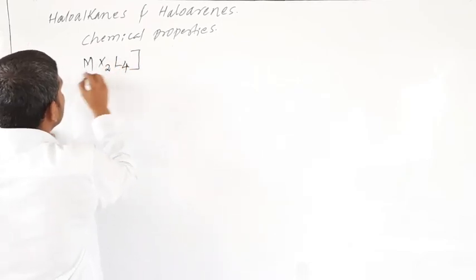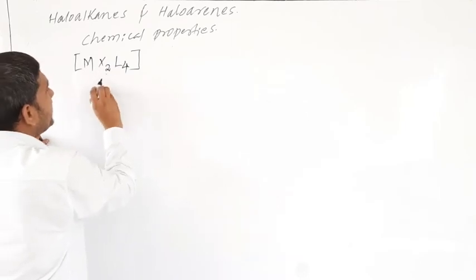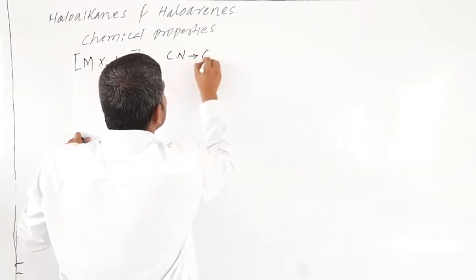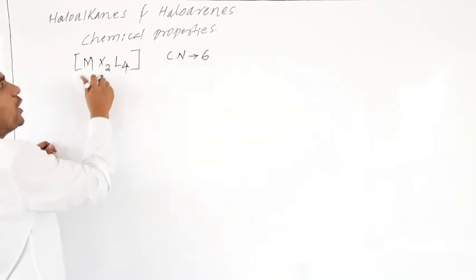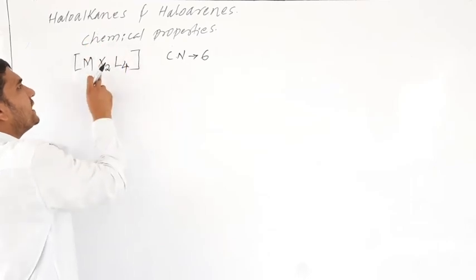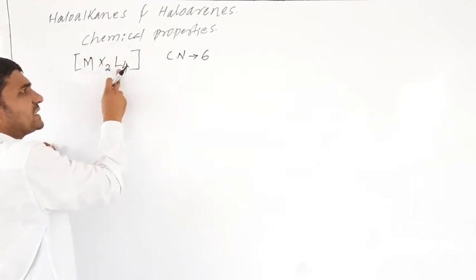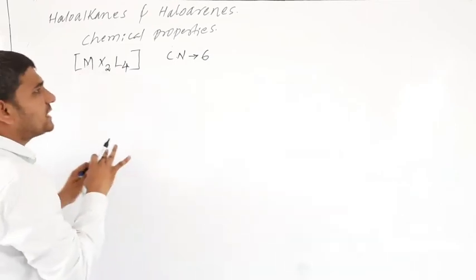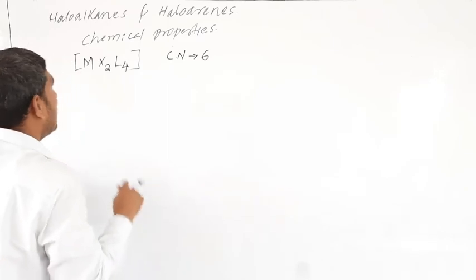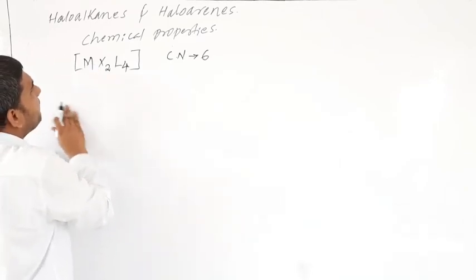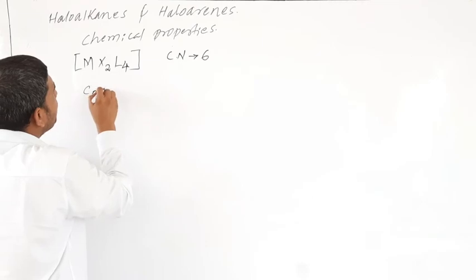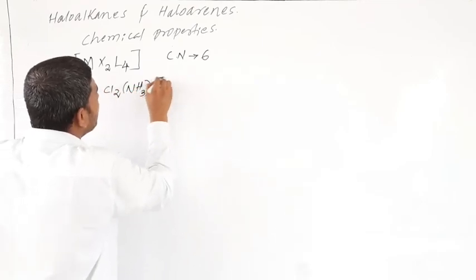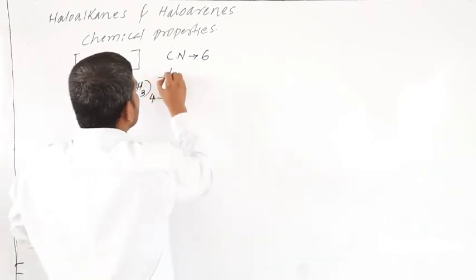Geometrical isomerism is also observed in compounds of the type MX2L4. Here X and L are monodentate ligands. The total coordination number becomes 6: four plus two donor atoms, 1, 2, 3, 4, 5, 6. This type of compound also exhibits geometrical isomerism. For example, Co Cl2 NH3 4 times plus 1.